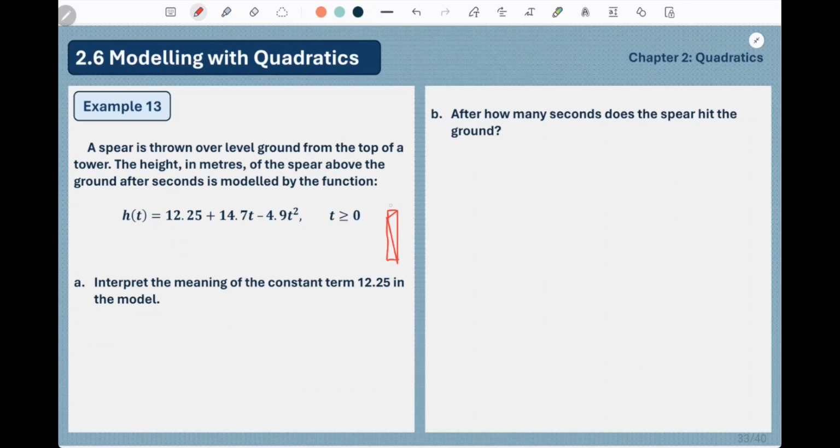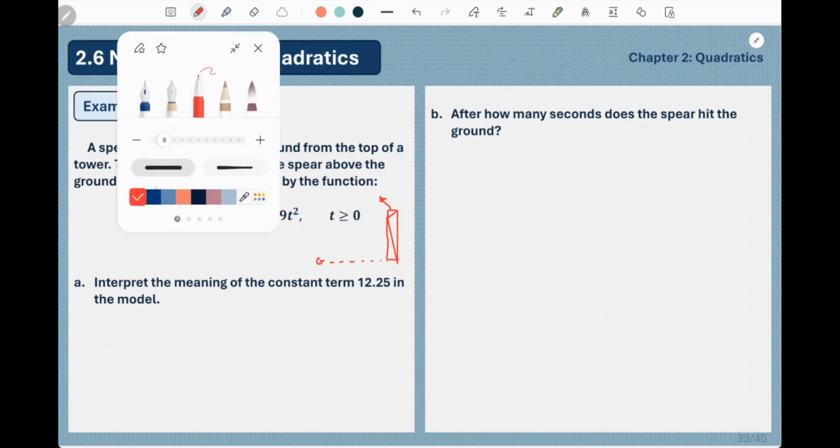And we've got a spear. A spear is like a wooden weapon with a pointed tip that's normally made of metal. Let's say it's something like this, okay? And this is ground level. So the height of the spear over time is modeled by this equation. For example, at time 0 it is on top of the tower. At some time it will be on the ground because we're throwing it, okay? So the path is going to follow something like this.